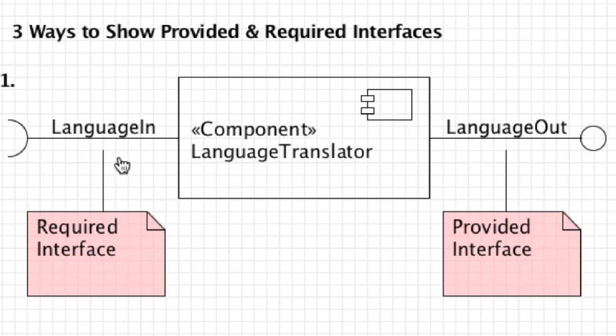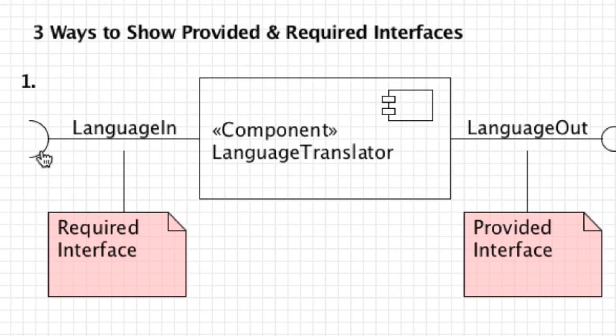Required interfaces, and this is a required interface, are ones that are needed for a component to function. Now, this is going to be a language translator, so if it doesn't have any language input, it is completely worthless. And required interfaces are going to have this little half circle or C shape on them.